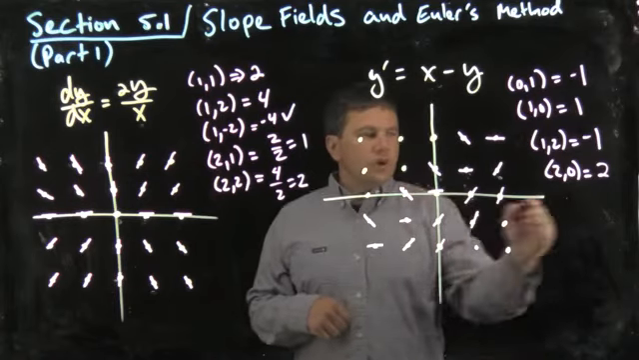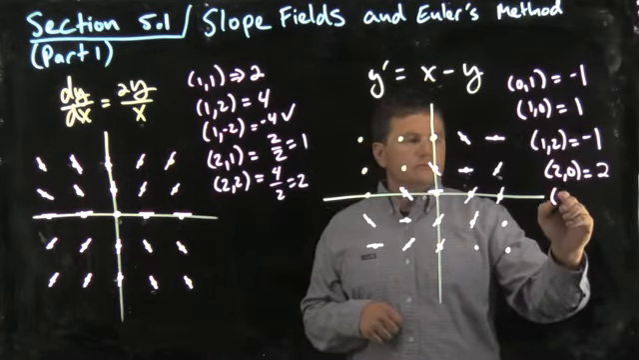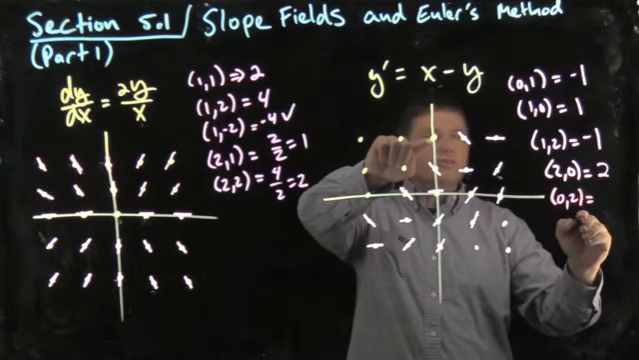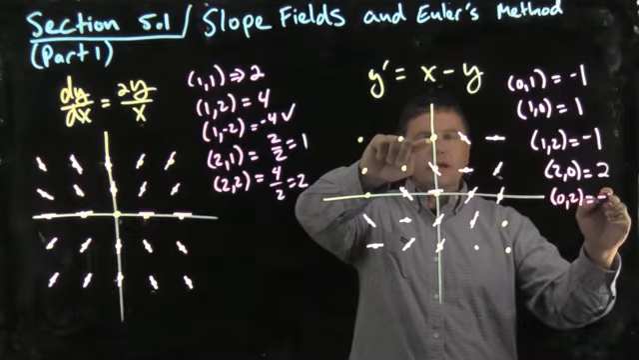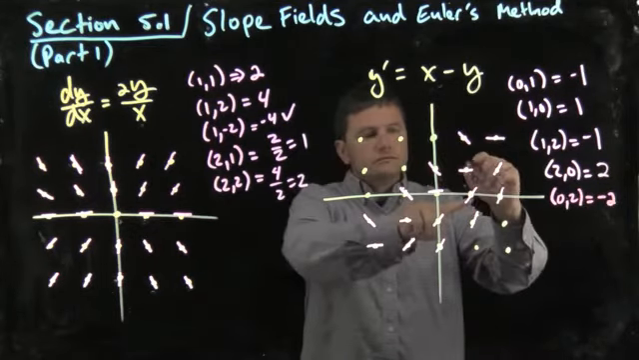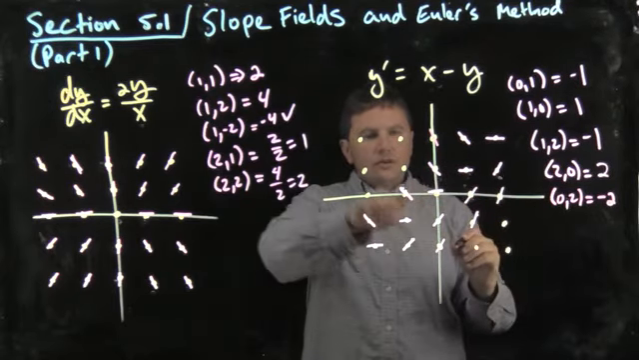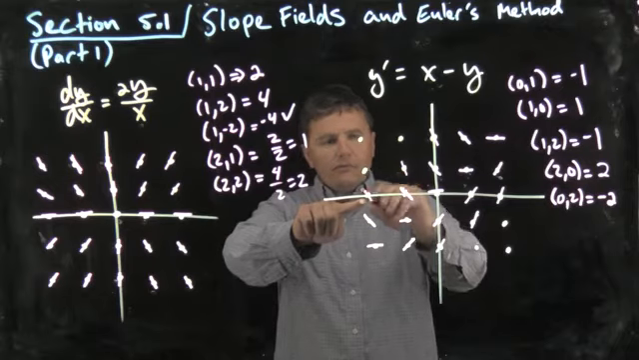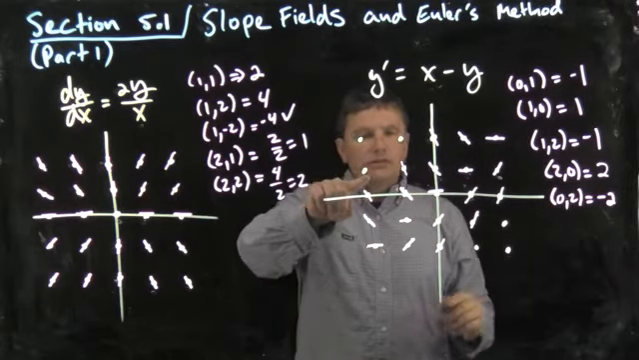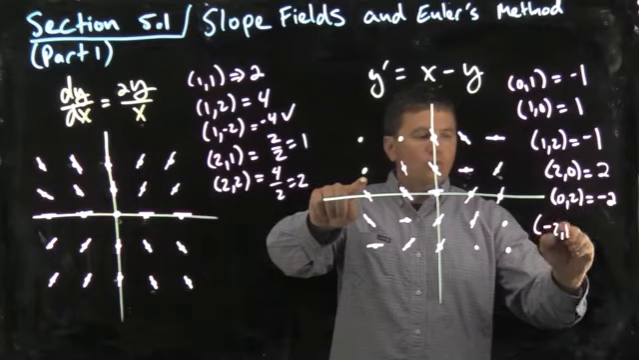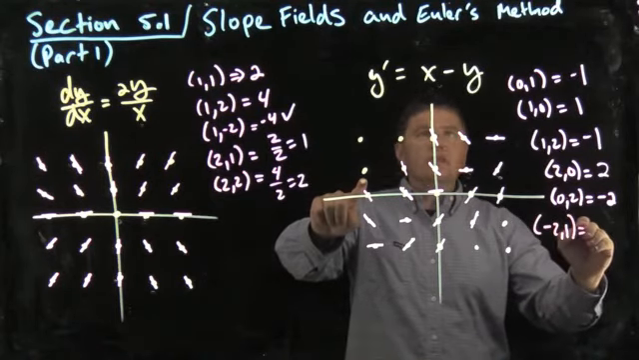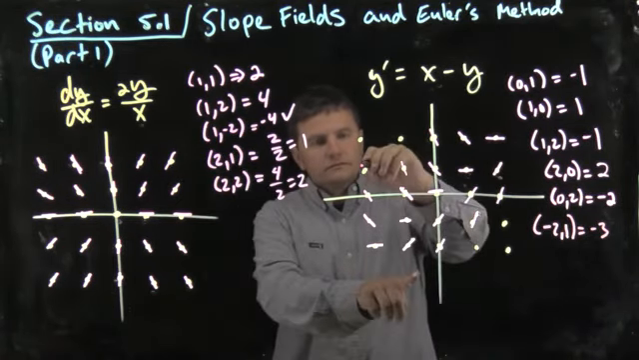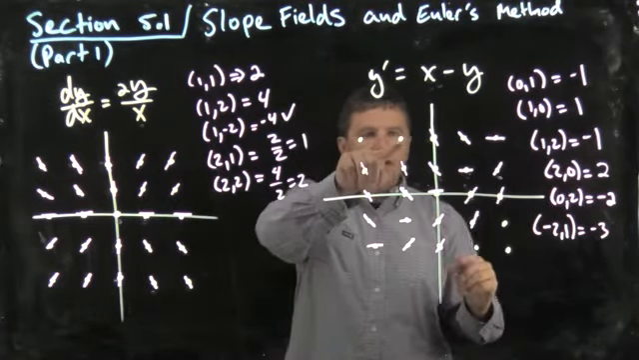Okay, let's try 1, 1. Well, let's do 0, 2. So 0, 2 is going to give me negative 2. So I'm going to get negative 2 here as well. I'm going to get negative 2 here as well. Okay, so let's do negative 2, 1. So negative 2, 1 is going to give me negative 3. So then I'm also going to get negative 3 here.